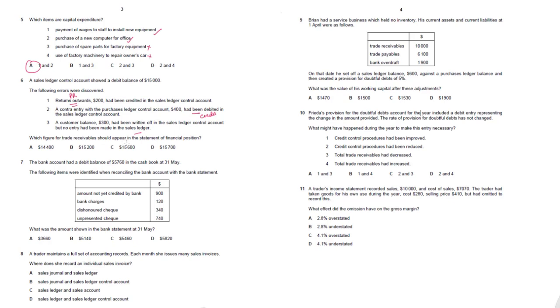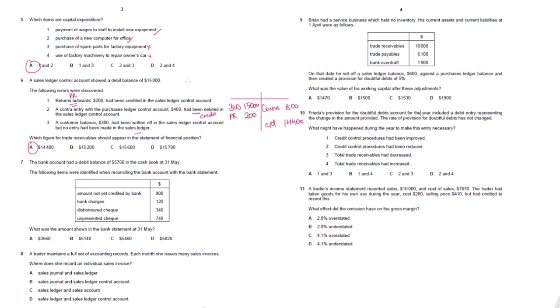Which figure for trade receivables should appear in the statement of financial position? So if we calculate the correct balance as per the sales ledger control account, we will get the answer. So brought down is 15,000. The purchase returns that we credited, we will have to reverse it by debiting it back here. Contra entry should have been credited, but it is debited, so double, we will be crediting 800. The last one does not get corrected in the control account, so the final balance carried down would be 14,400, so 6A.